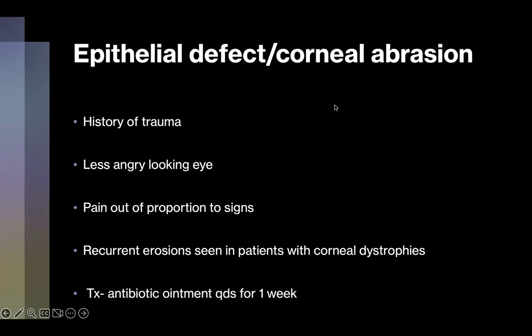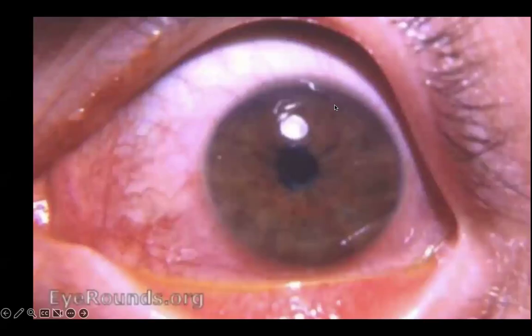But pain is out of proportion to the signs. Sometimes you might think, oh, this guy is malingering. So pain is out of proportion to the signs. And recurrent erosions are seen in patients with corneal dystrophies. So the epithelium is not healthy and it can peel off easily.